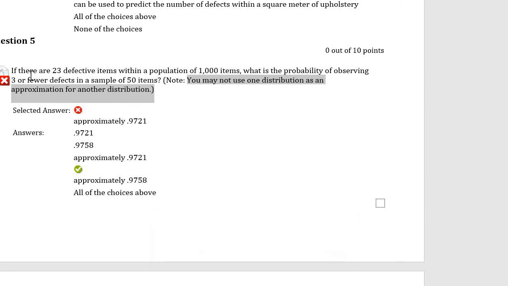Also, if you look at the wording, if there are 23 defective items within a population of 1,000 items, what's the probability of observing 3 or fewer defects in a sample of 50 items? It's not clear here that you're drawing this 50 from the 1,000, but you are, which is why you're having these combinations. So you have to think about how many combinations of total 50 you would have. That's your denominator. And then in the numerator, you're calculating the probabilities of 3 defective items, 2 defective items, 1 defective item, and no defective items. That accounts for the 3 or less.